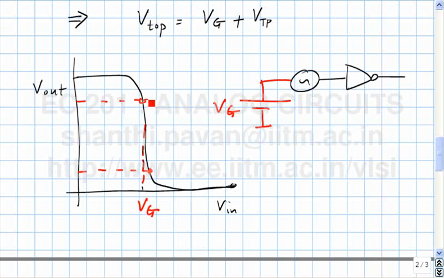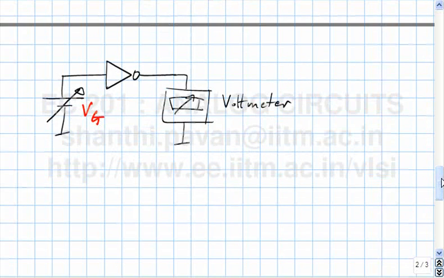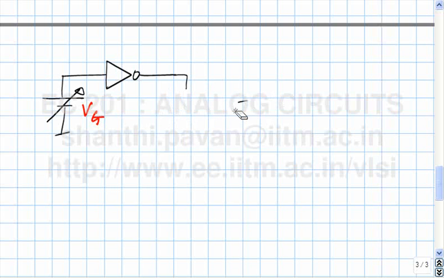This is V top. You don't know the exact value here. This is V bottom. You don't know this exactly. But you know that this will be close to VDD. This will be close to ground. And any value of the voltage between V top and V bottom is good enough. So the suggestion is to compare this voltage. A safe bet is to just compare it with VDD by 2.